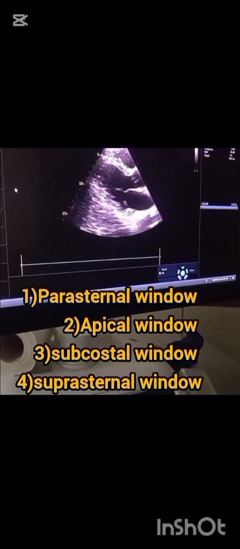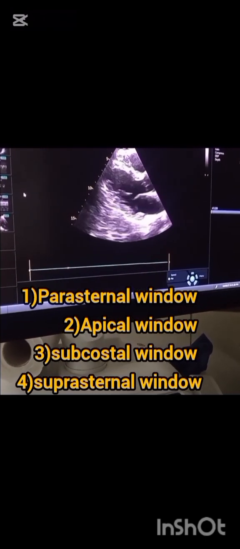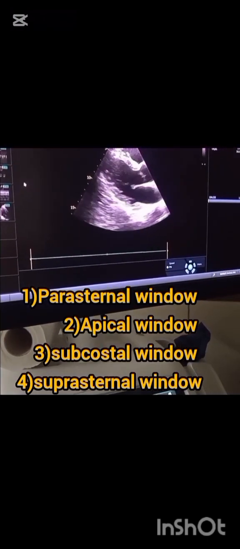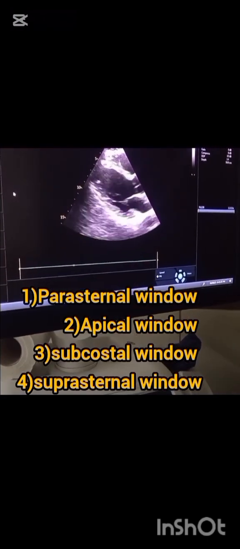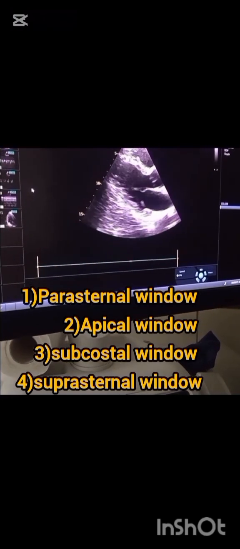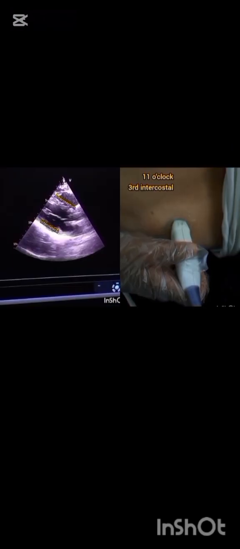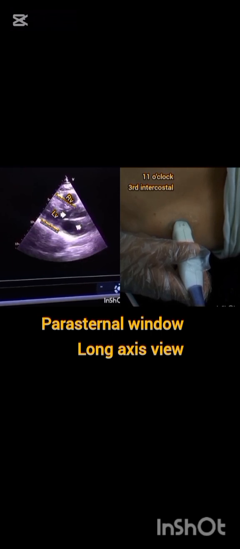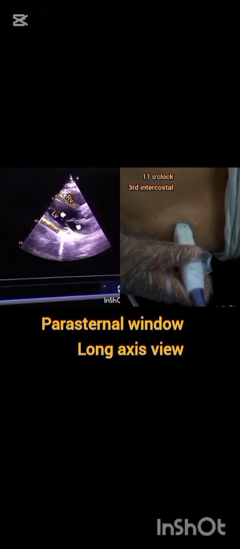Echocardiography has four main windows: parasternal window, apical windows, subcostal, and suprasternal window. Each of them is divided into sub-windows. Long axis view. It is usually the first view obtained in a routine transthoracic echocardiogram.